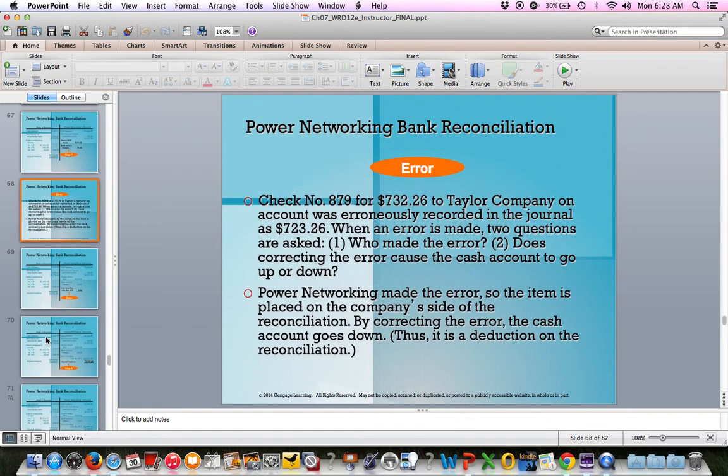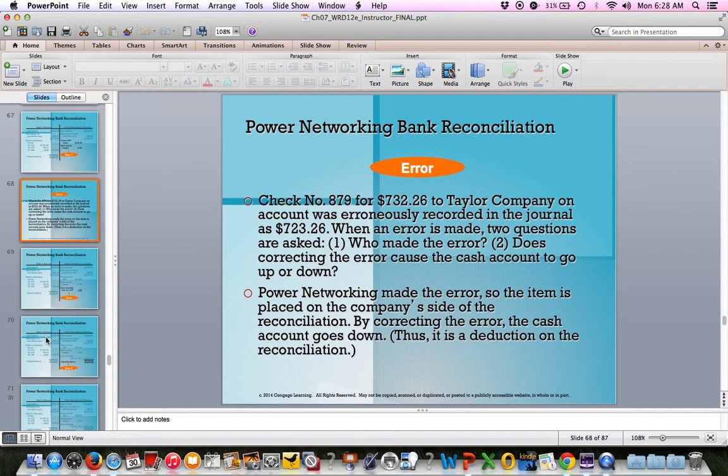And then we had an error. It said check number 879 was for $732.26 to Taylor Company. It says the amount was erroneously recorded on our journal as $723.26. When an error is made, basically ask 2 questions. Who made the error? Which side of it, the bank side or the book side? And does correcting the error cause cash to go up or down?